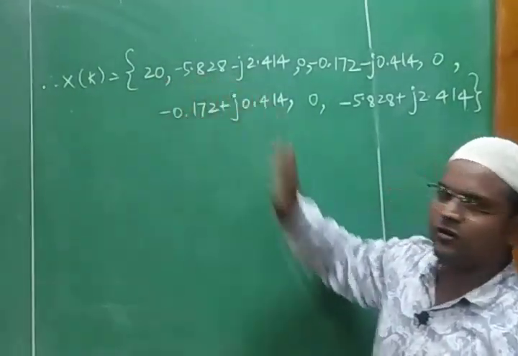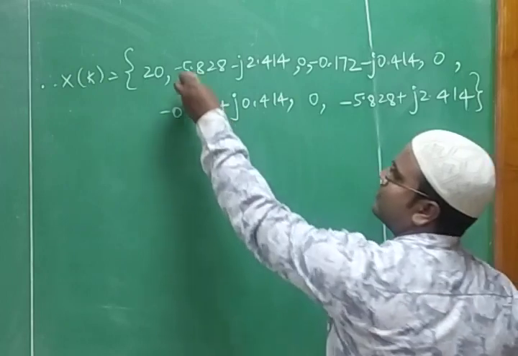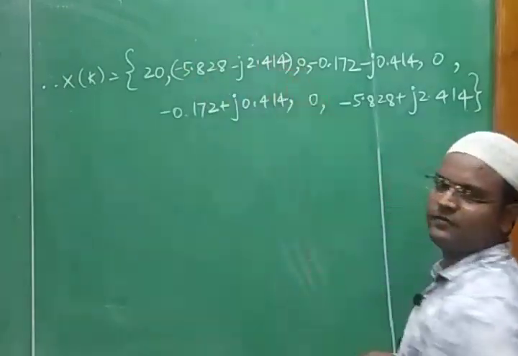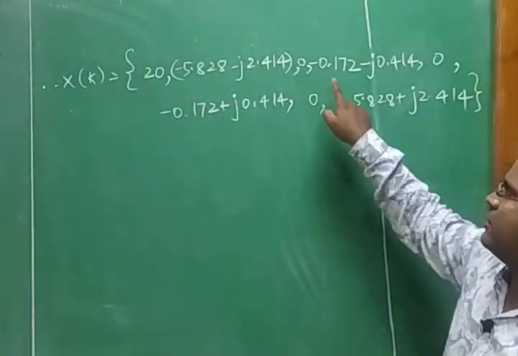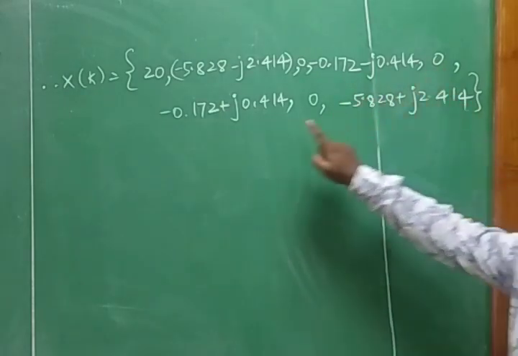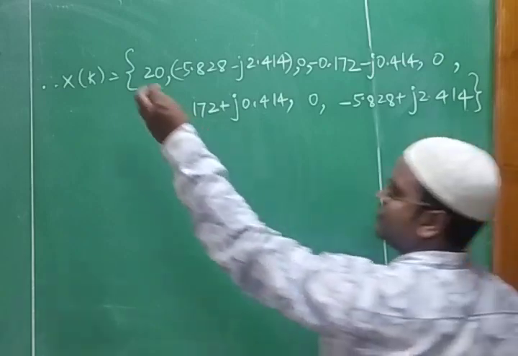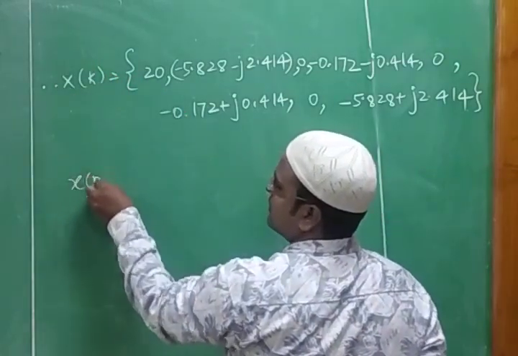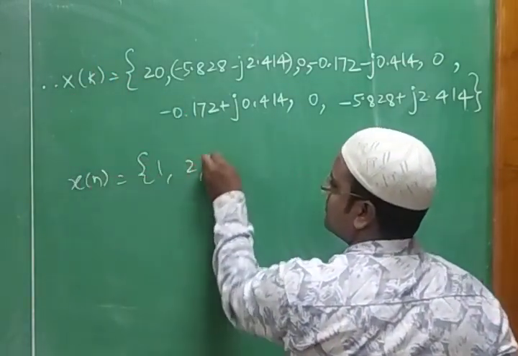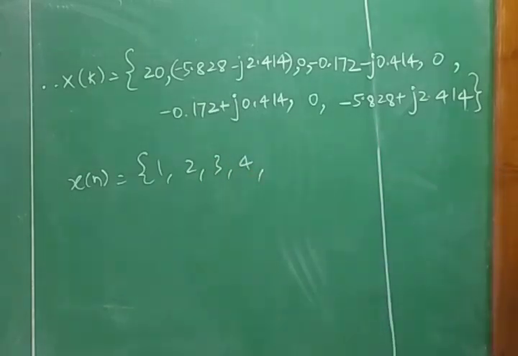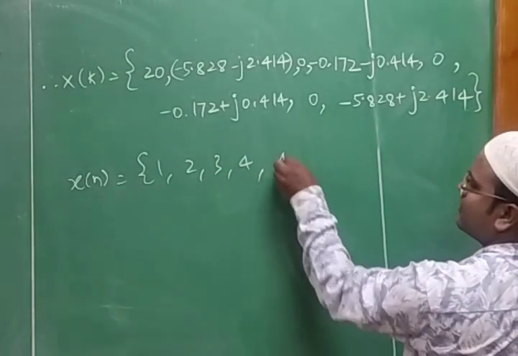Then we found x of 1, from here to here it is x of 1. Then x of 2, 0. Then x of 3, x of 4, x of 5, x of 6, x of 7. This is your total n domain sequence. What is the sequence given in the question? x of n is equal to 1, 2, 3, 4, then they gave us 4, 3, 2, 1.